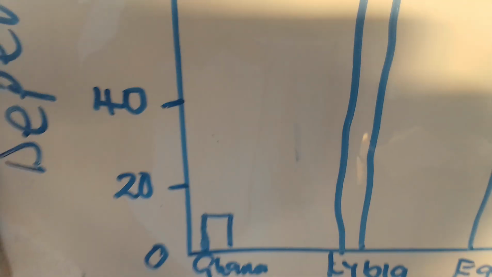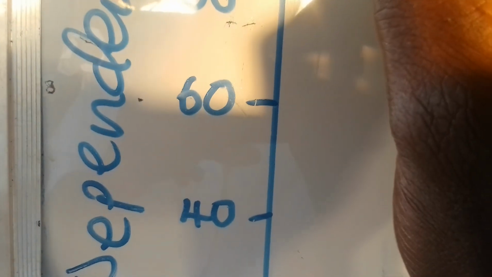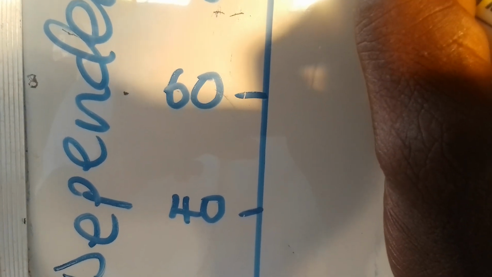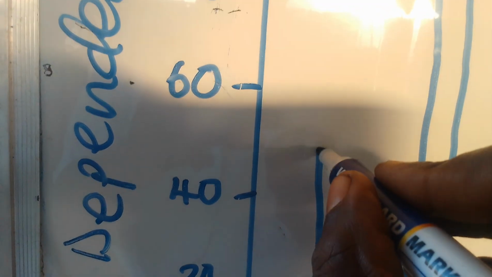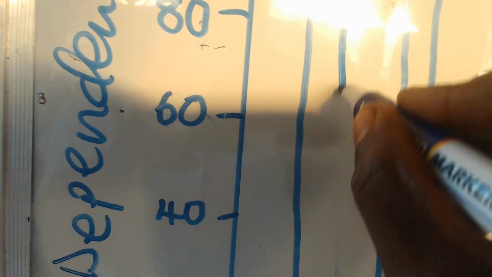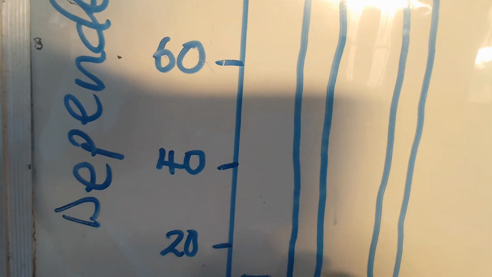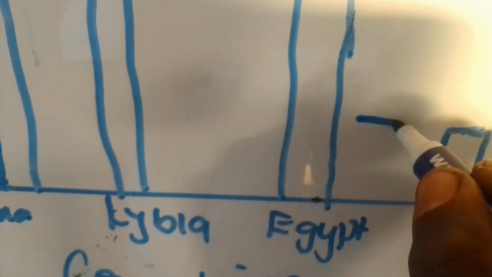HEP for Ghana is 85%. So I'm going to draw my bar to 85%, which is almost somewhere there. Then I go to Libya. It's 0, so I leave it blank because it's 0. Egypt is 20%, so for Egypt, my bar is going to be there.